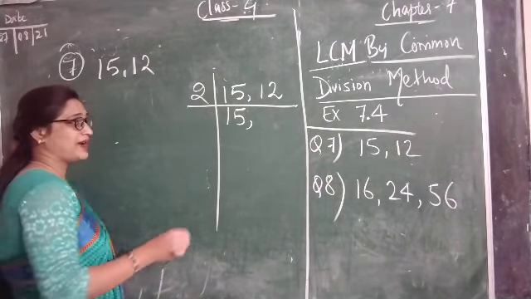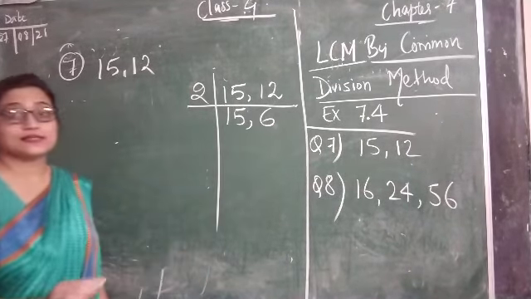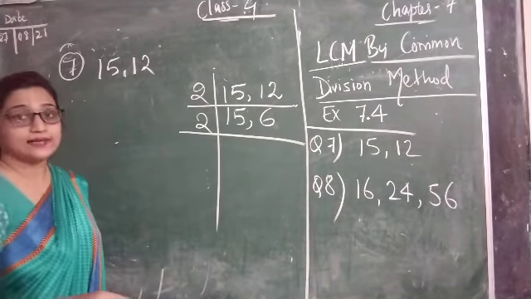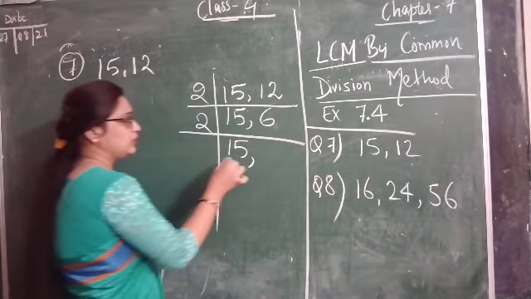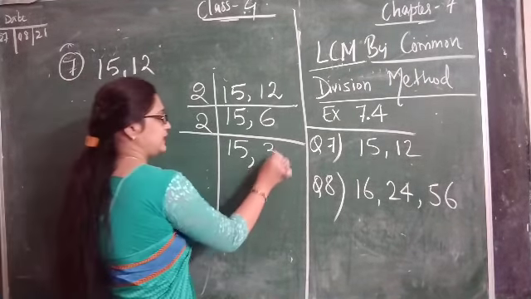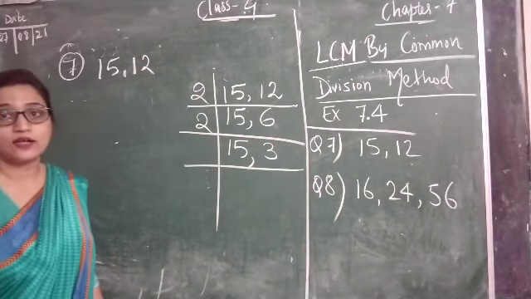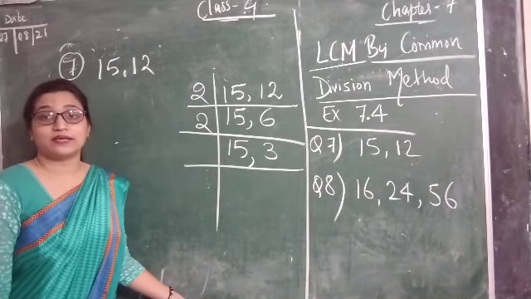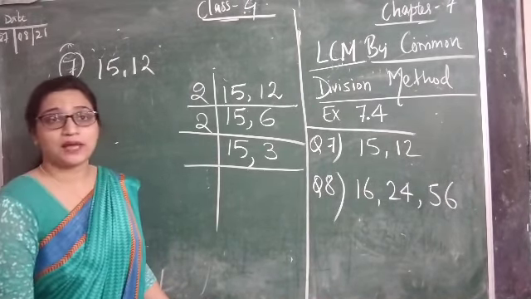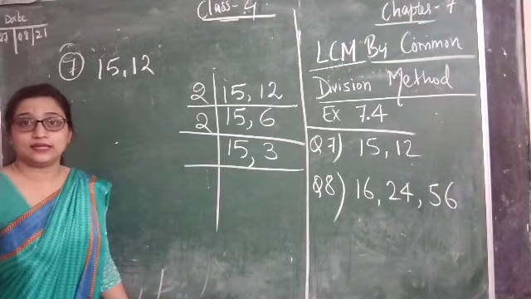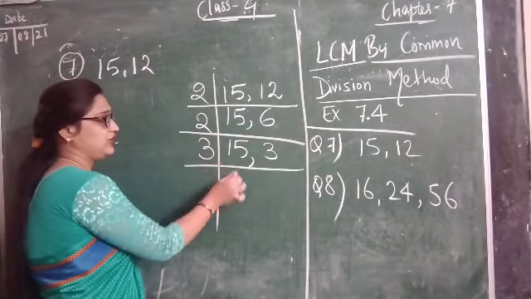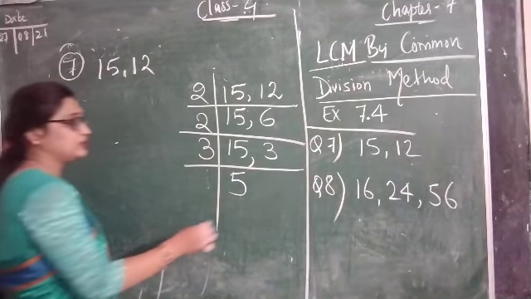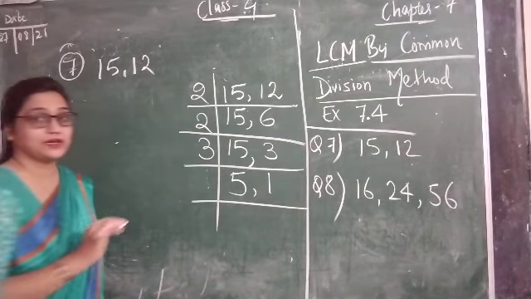Now divide 12 by 2, the answer is 6. Again we follow the same step. 2, 15 as it is because it cannot be divided by 2. 6 divided by 2 is 3. Now the numbers are 15 and 3. Both cannot be divided by 2, so let us move to the next prime number after 2, which is 3. Divide 15 by 3. 3 fives are 15. Next, 3 ones are 3. Now the number is 5.